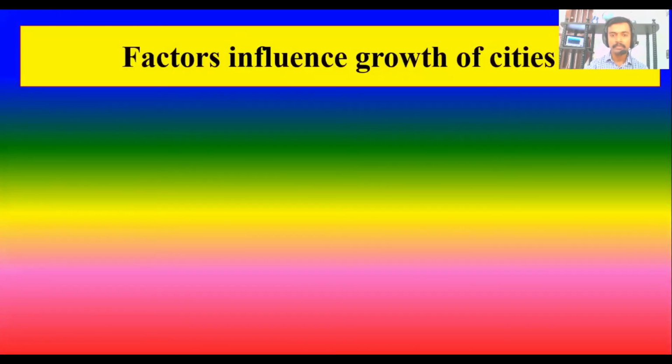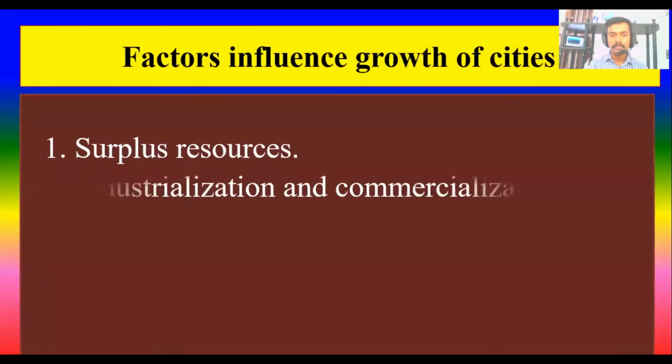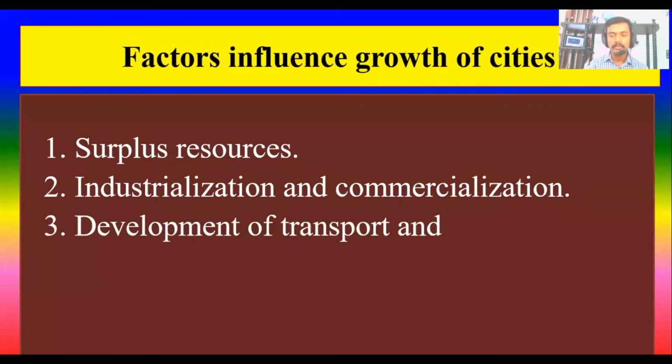Factors influencing the growth of cities. First factor, surplus resources. Resources means money as well as materials. Then industrialization and commercialization. Industrialization means overgrowth of industries. Commercialization means business, for example purchasing, production, distribution, consumption. Mainly consumption is the concern. We also need to think about import and export.